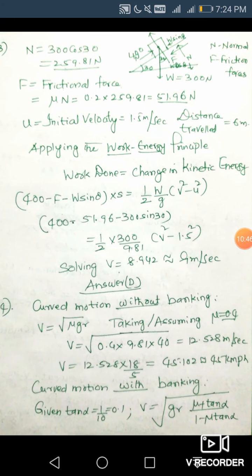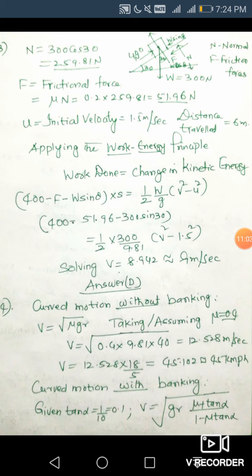So now you have to apply the work energy principle. According to the work energy principle, work done is equal to change in kinetic energy. That means (400 minus F minus W sin theta) along the inclined plane, into the distance moved along the plane, is equal to half m into (v square minus u square). But we know that m is equal to W by g, weight by acceleration due to gravity.